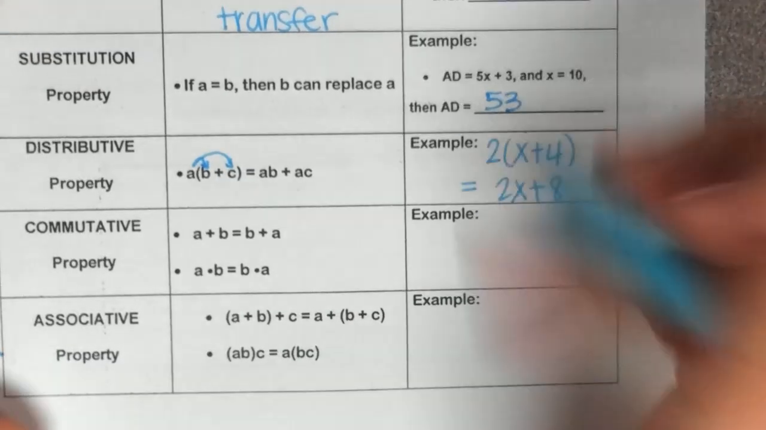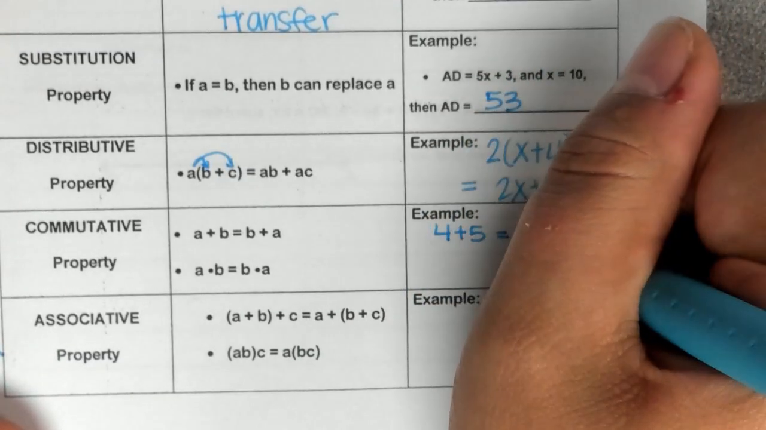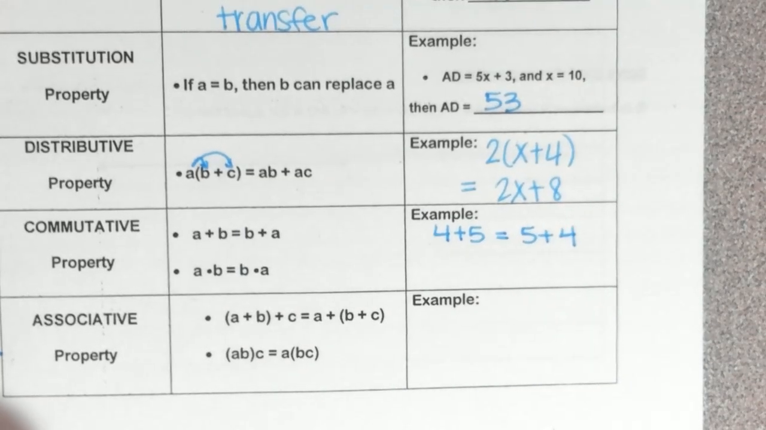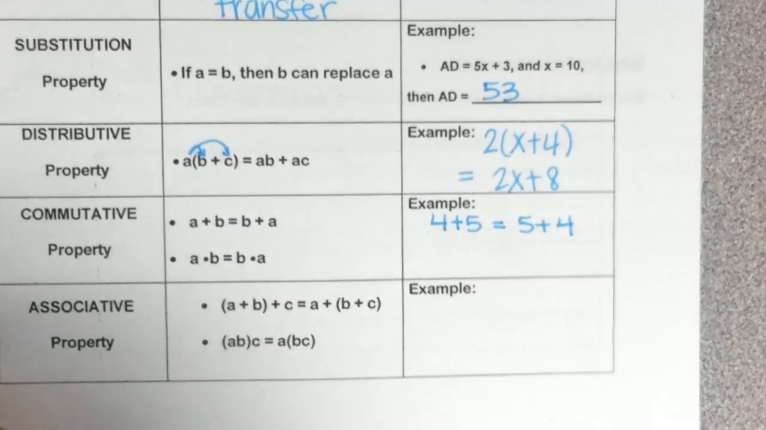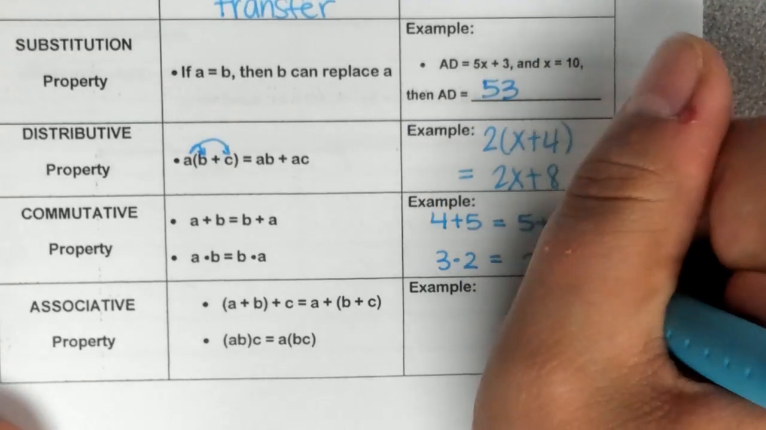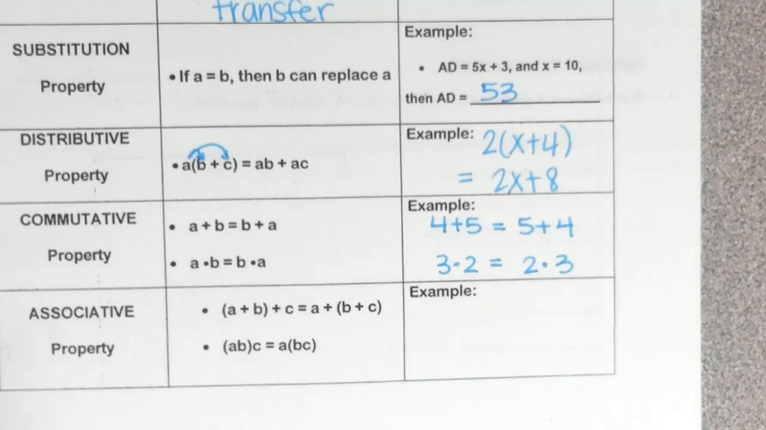So commutative would be like, do you agree 4 plus 5 is the same thing as 5 plus 4? That's the commutative property. 3 times 2 is the same thing as 2 times 3. You are just switching them around. They're still going to be equal. Commutative property will only be done with addition and multiplication.